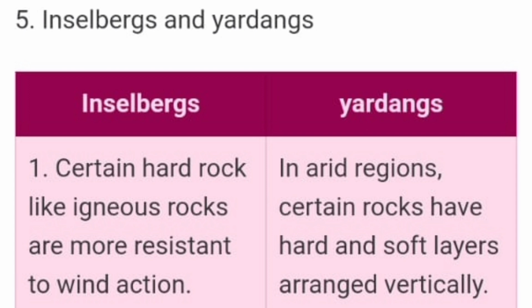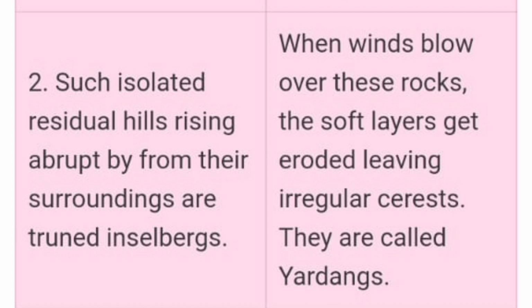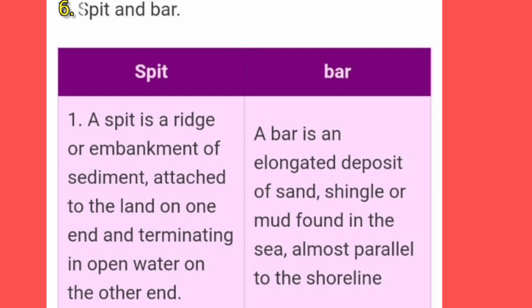Then fifth one, inselbergs and yardangs. Certain hard rocks like igneous rocks are more resistant to wind action. Yardangs: in arid regions, certain rocks have hard and soft layers arranged vertically. Second point, such isolated residual hills rising abruptly from their surroundings are termed inselbergs. When wind blows over these rocks, the soft layer gets eroded, leaving irregular crust. They are called yardangs.